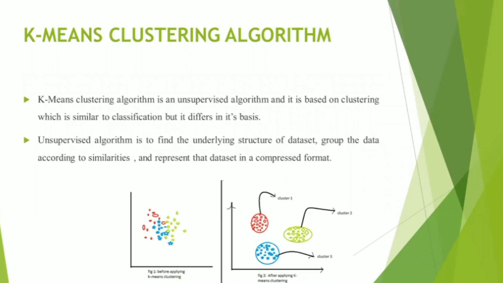What is the K-means clustering algorithm? K-means clustering is an unsupervised learning algorithm, and it is based on clustering, which is similar to classification, but it differs in its basis. An unsupervised algorithm finds the underlying structure of a dataset, groups the data according to similarities, and represents the dataset in a compressed format.